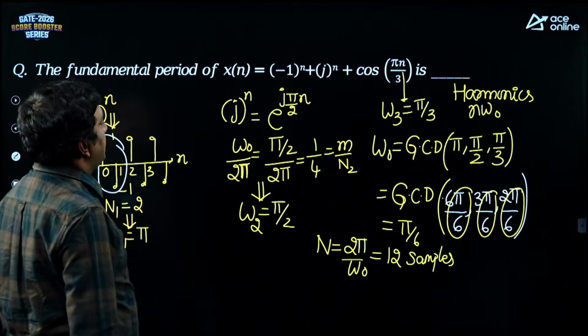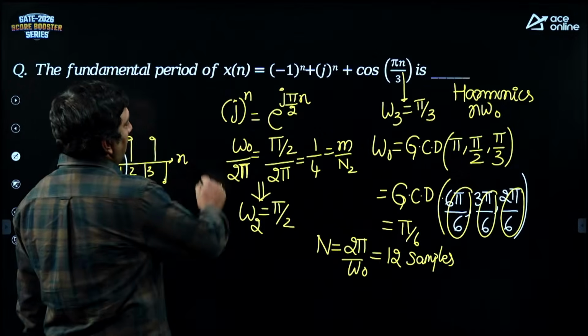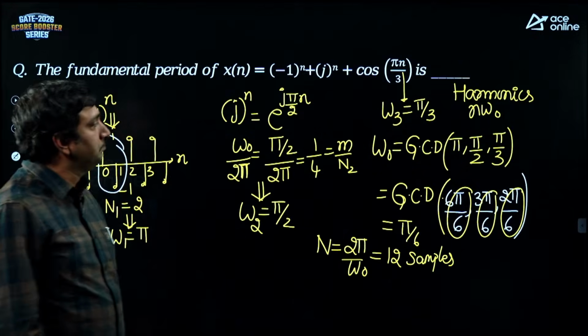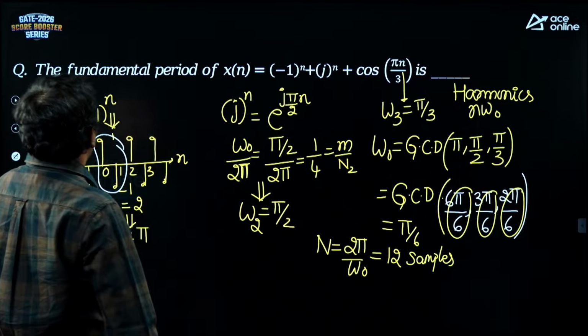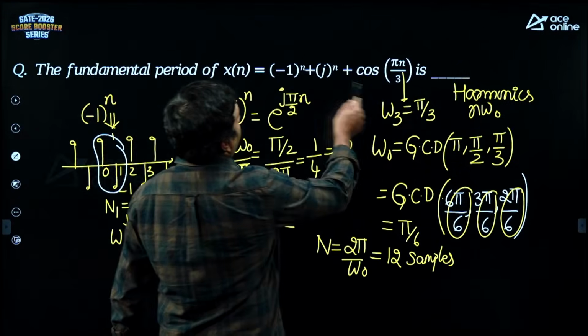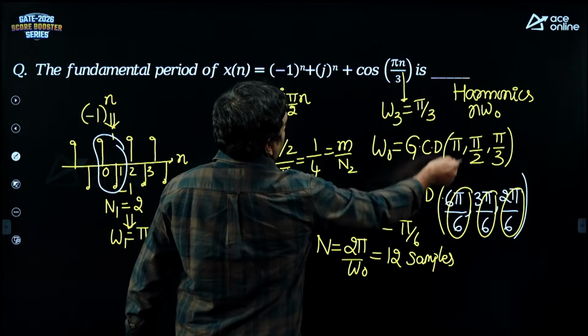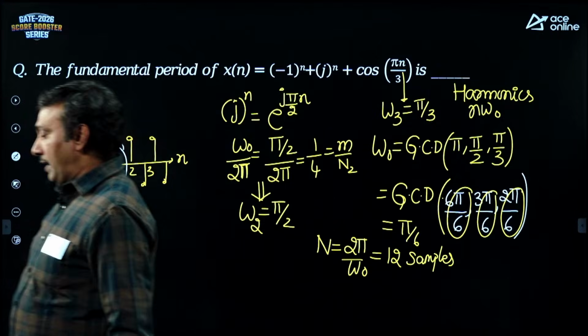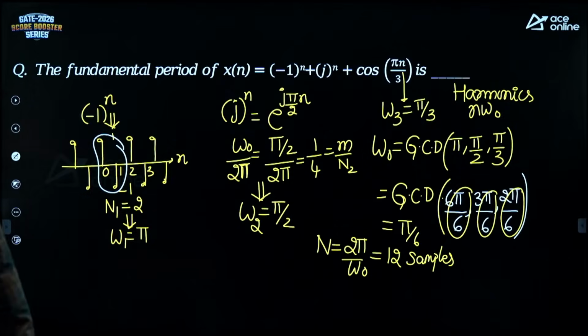Mr. Satyam, that is a standard condition. Omega naught by 2 pi ratio must be a rational number. That is a standard form we are selecting. So the three individual frequencies are pi, pi by 2, pi by 3. Find out the GCD. Time period is 2 pi by omega naught.